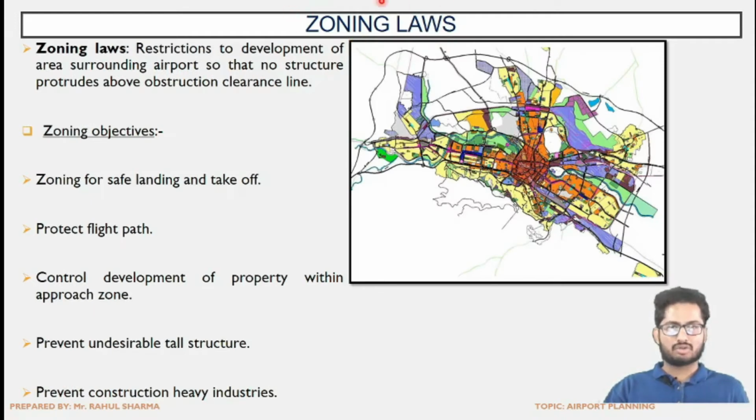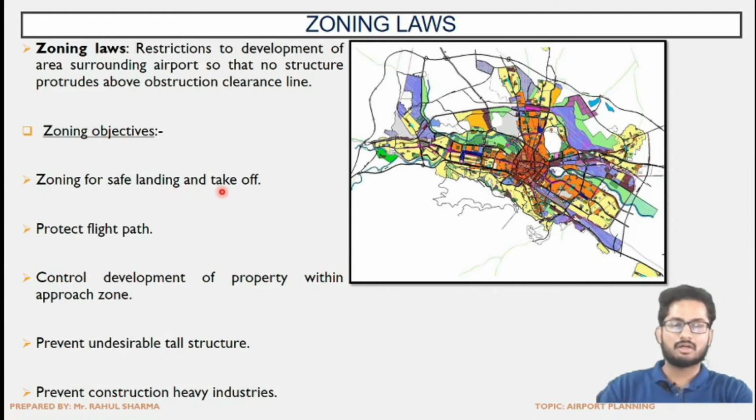Next are the zoning laws. Zoning laws basically deal with establishing control regarding the land use surrounding the airport site. So zoning laws include restrictions on the development of the area surrounding the airport, so that no structure protrudes above the obstruction clearance line. So it is limiting the development of the surrounding area in such a manner that no structure which has been constructed obstructs the operations to be carried out at the airport. The objectives of zoning basically include, first, zoning for safe landing and takeoff.